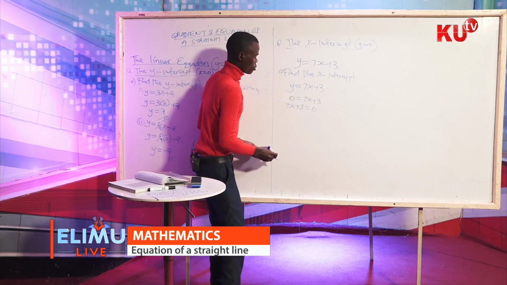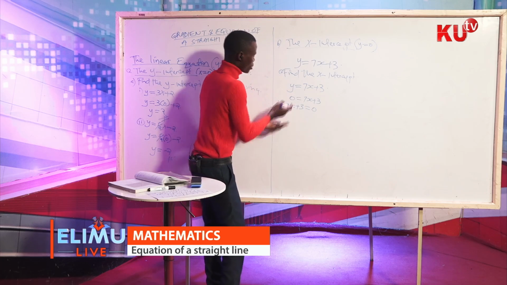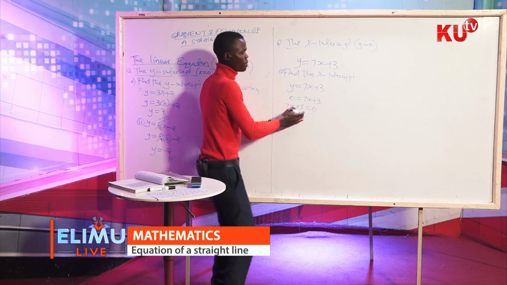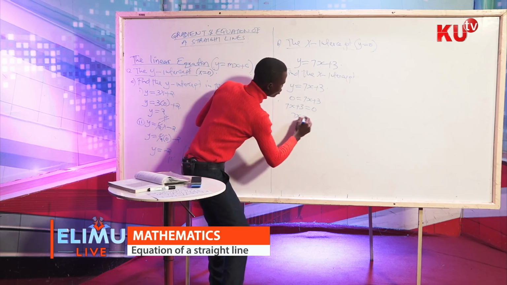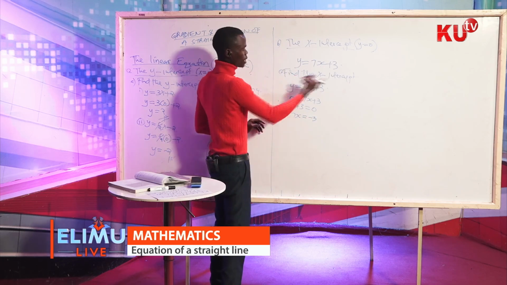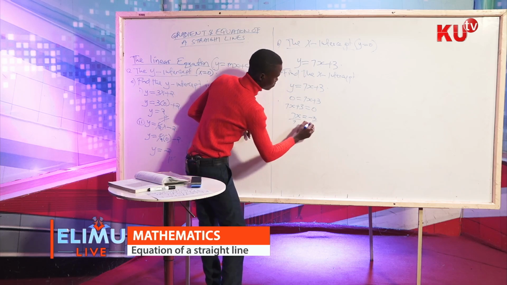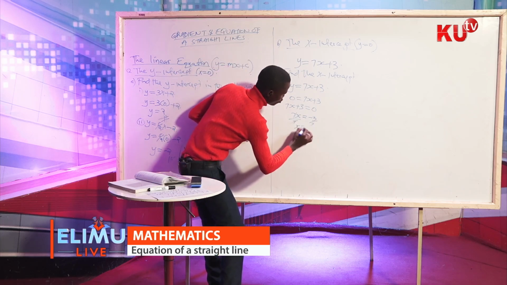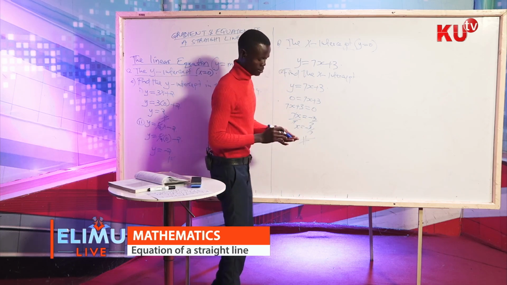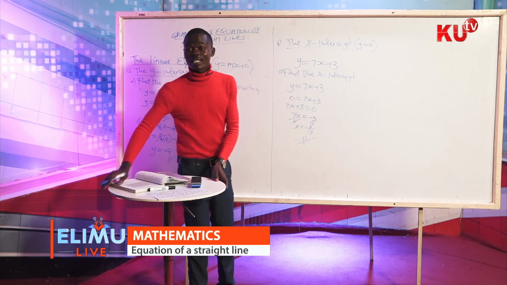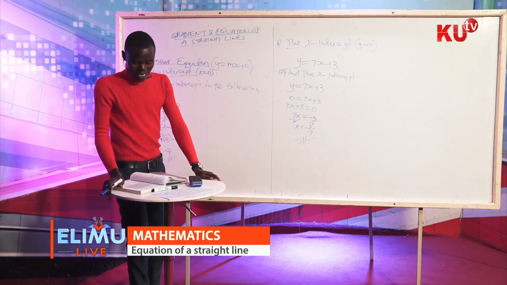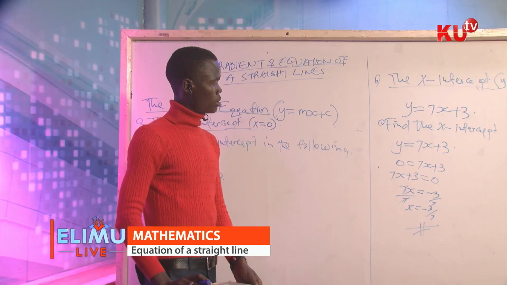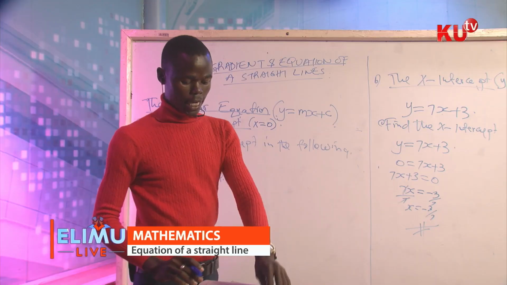Now we find the value of x. This is unknown. This is known. We bring one to the other side. It will be 7x equals to negative 3. Why? It has crossed the sign. Divide by 7. X will be negative 3 over 7. That is the x-intercept.